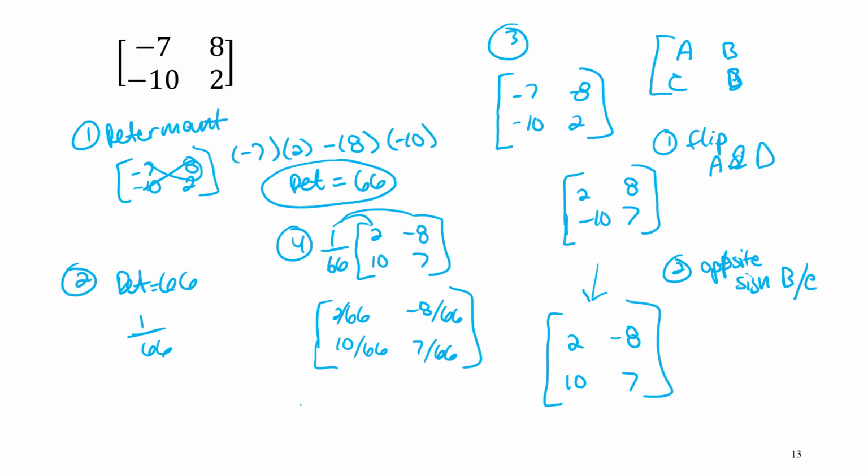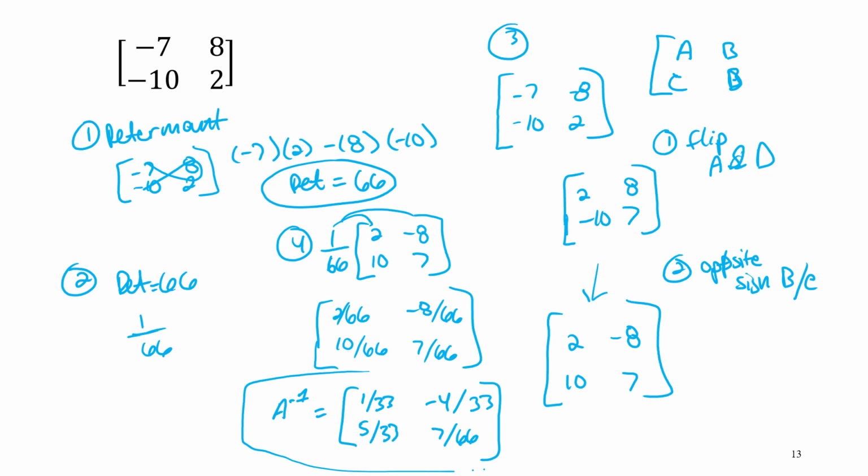And when you simplify, you would get the inverse matrix would equal 1/33, 5/33, -4/33, and the 7/66 stays the same. And that would be your answer.